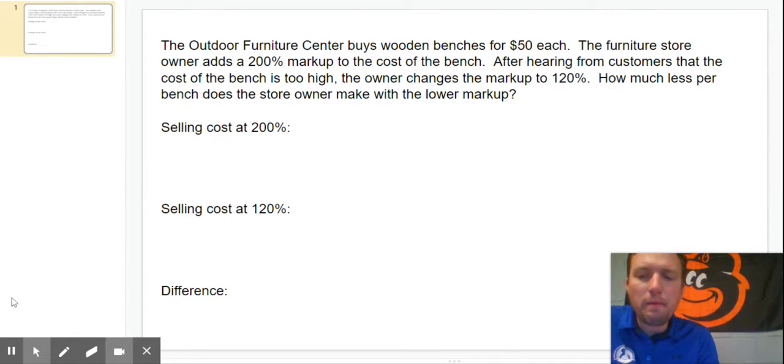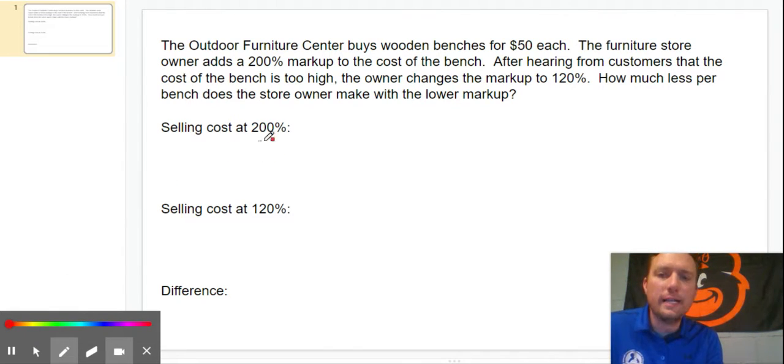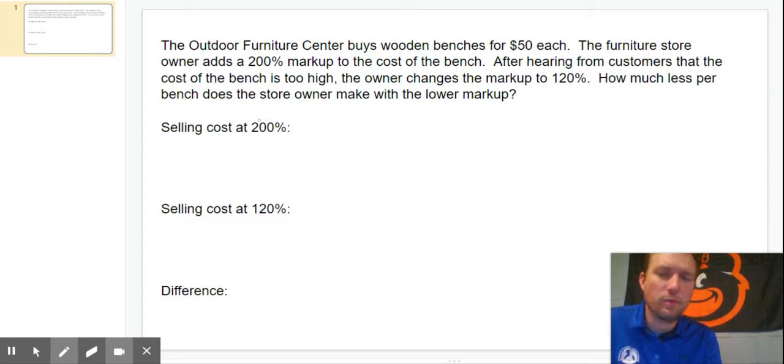Now, if we remember back from yesterday, we talked about the importance of turning percents into decimals in order to solve these problems. So the first thing that we want to do is figure out what would be the selling cost of 200% if the benches cost $50. So we're going to take this 200% and write it as a decimal. Now, 200% as a decimal would be 2.00.